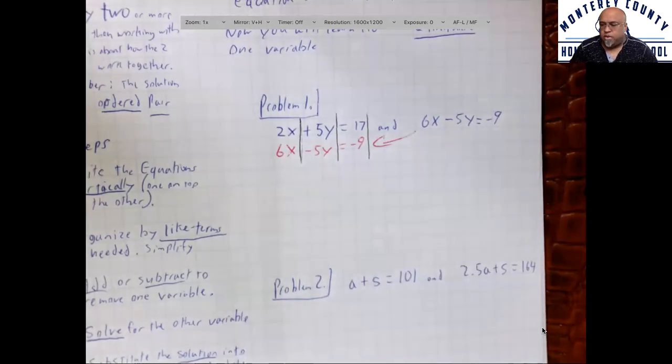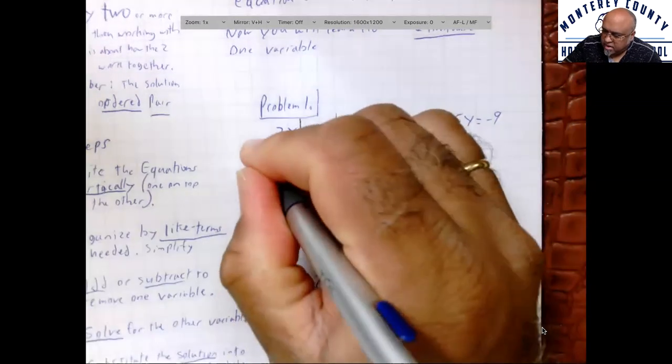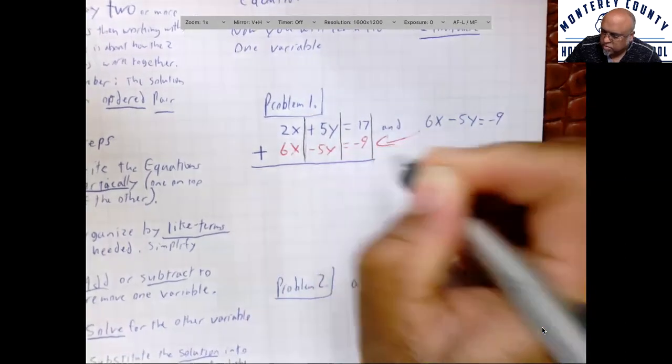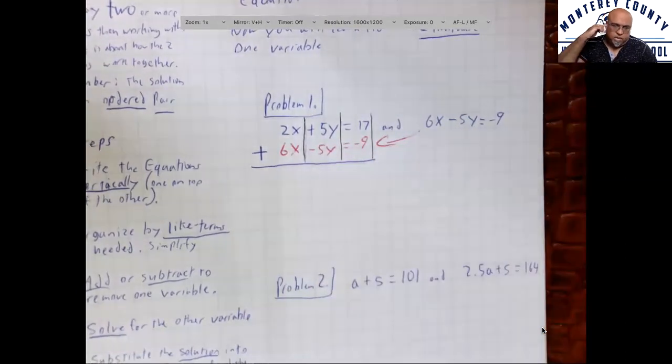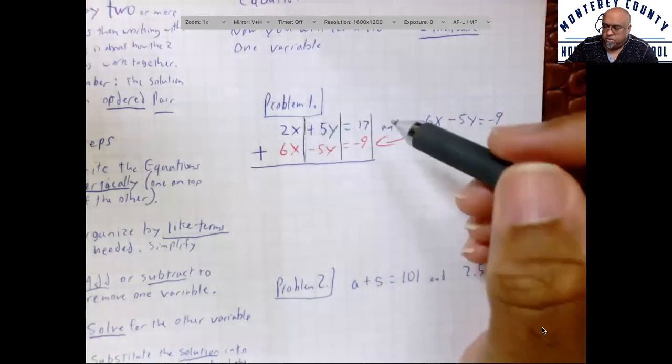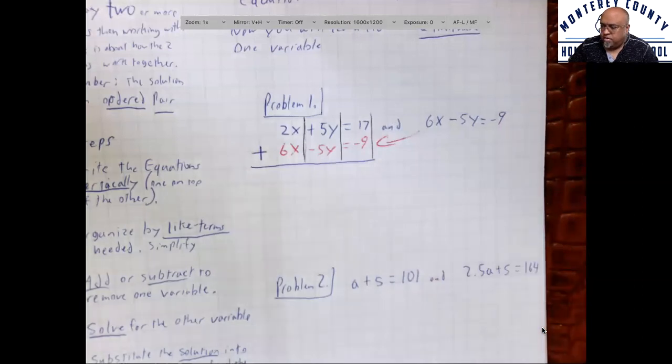Okay, the third step is to add or subtract to remove a variable. So what I'm going to do is I'm going to be adding my entire second equation to my entire first equation. Okay? That's why it's important to organize them by their like terms. Okay?